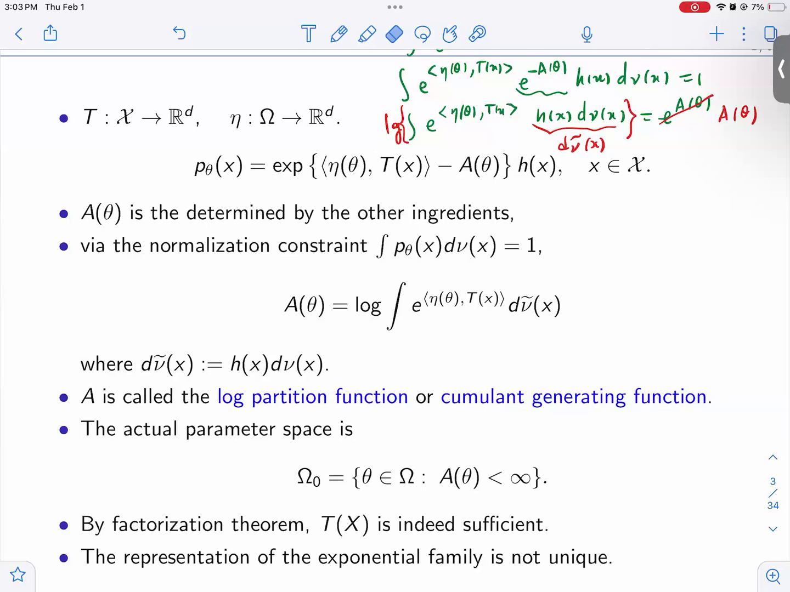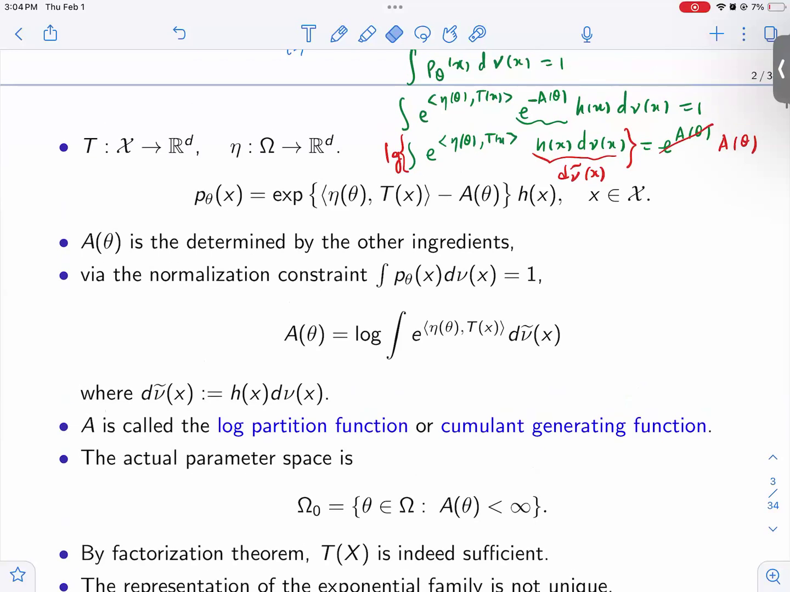Okay, so that's the formula. And because this is positive, this integral always makes sense, but it could be infinite. If it's infinite, it doesn't help. This means that we can't normalize this. We really care about cases where the integral is finite. In other words, where A is finite.